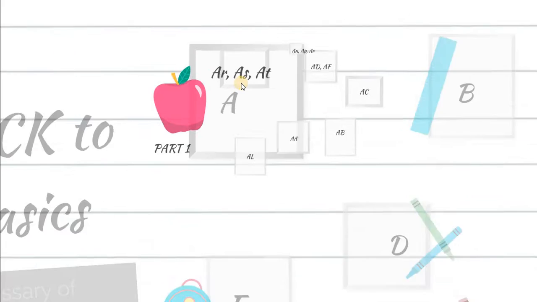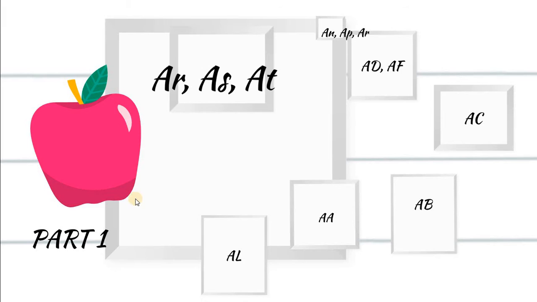We were in the letter A, part 1, and we reached the letter A followed by R, S, and T. Today I brought to you 10 other terms to be more obvious and understandable.